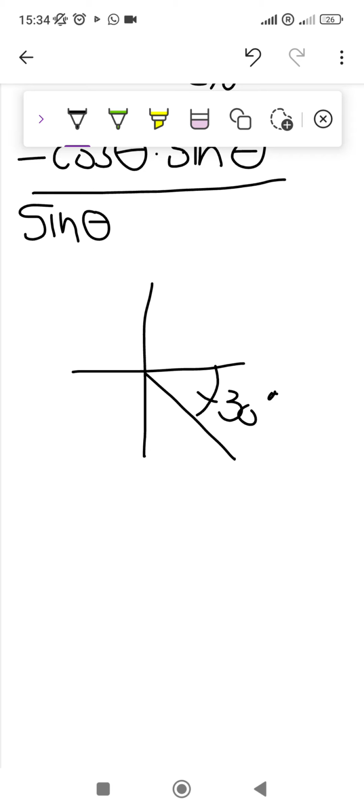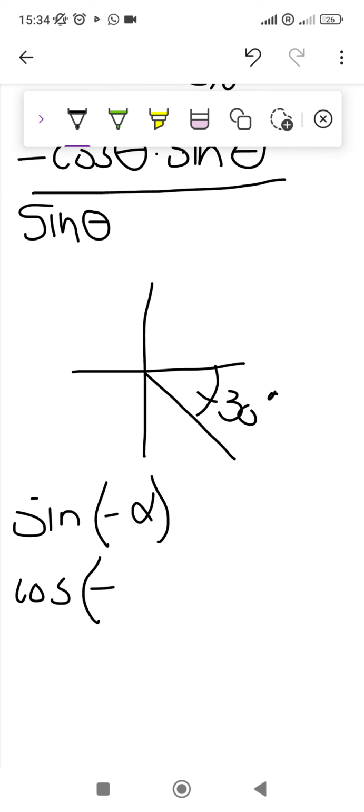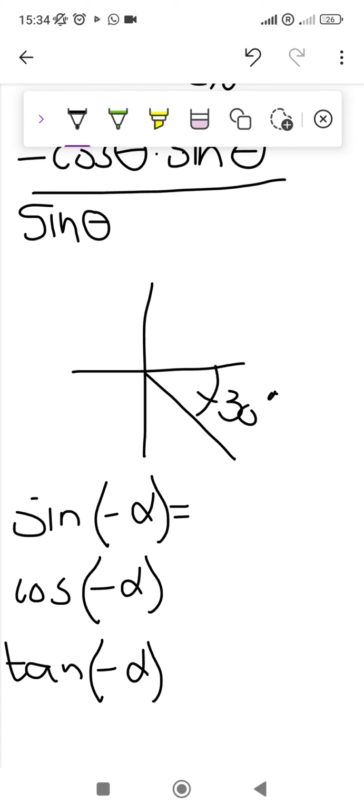All right, so let's talk about the negative reductions quickly. Let's say you have something like this. Say you have sine of a negative acute angle, maybe alpha. Let's say you have cos of a negative acute angle, or if you have tan of a negative acute angle. What will all of these reduce to?